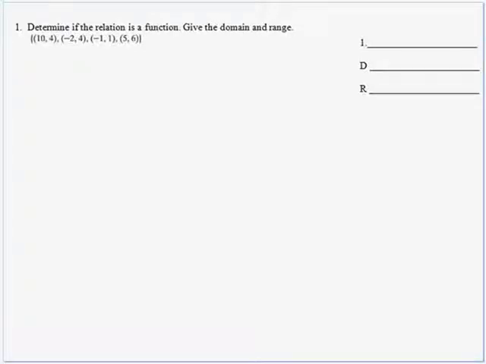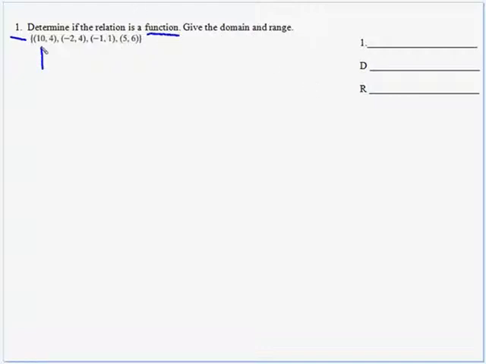Okay, we must have a test coming up pretty soon on sections 2.1 and 2.2 because that's what this video is going to cover, some review problems to get you ready for that test. So let's see here. Number 1, directions say determine if this relation is a function and then give the domain and the range. So is it a function?